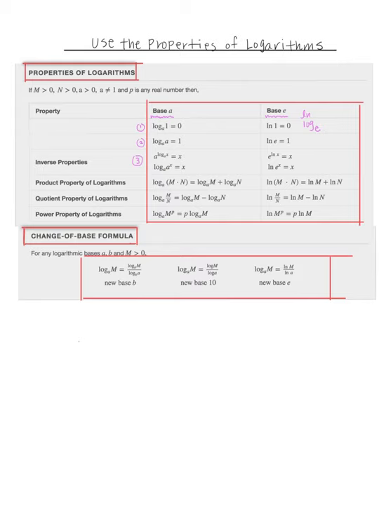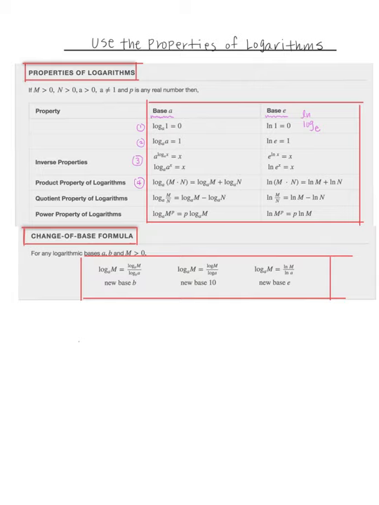And the same thing is going to happen with ln. So we've got e to the ln of x equals x, and then ln of e to the x equals x. So you can think of it as e and ln. They're going to cancel each other out. Now let's call this one property number 4.